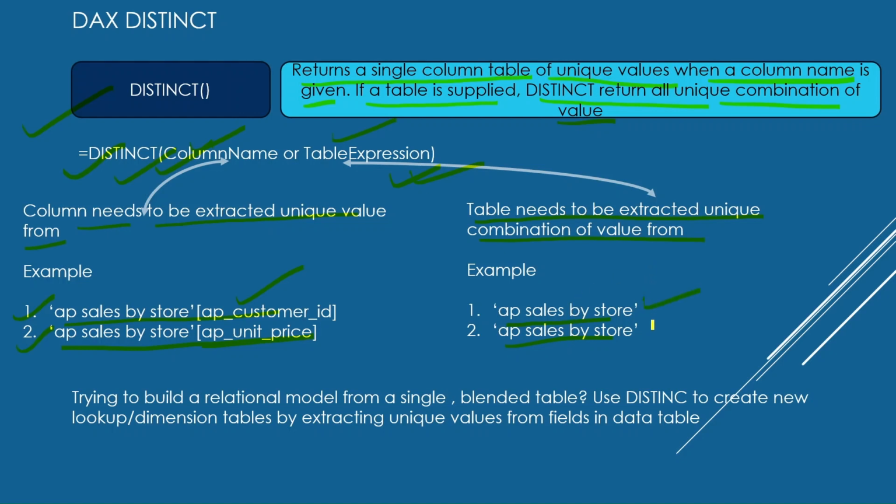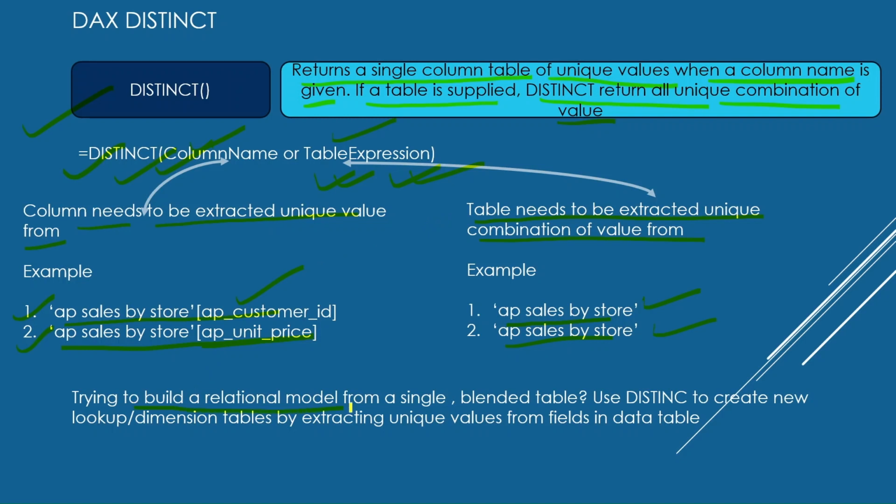So this is the example of this table expression. We have to give the full table name, AP sales by store. This is the table name which we need to give as a parameter value in this table expression in the DISTINCT function.